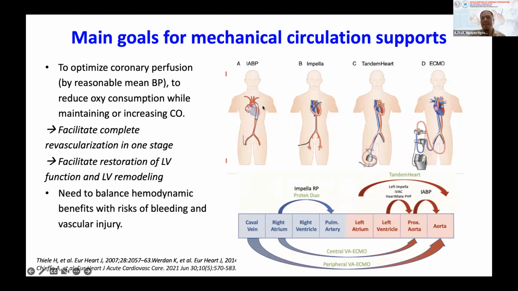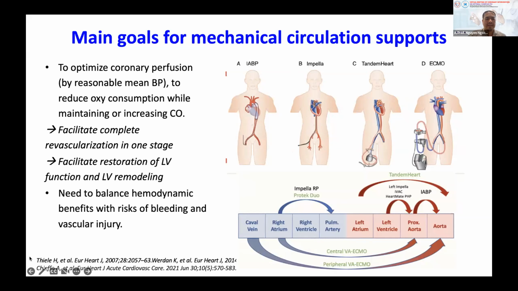So basically, the devices in practice nowadays are IABP, Impella, TandemHeart, or ECMO. Usually in Vietnam, we have IABP and ECMO only in very expensive private hospitals. We have Impella, but it is very rare.